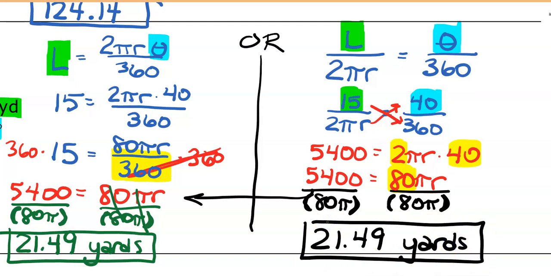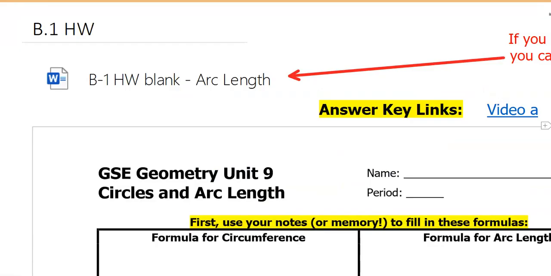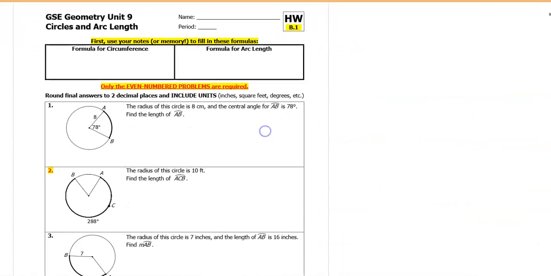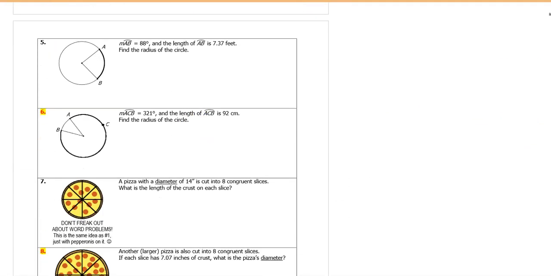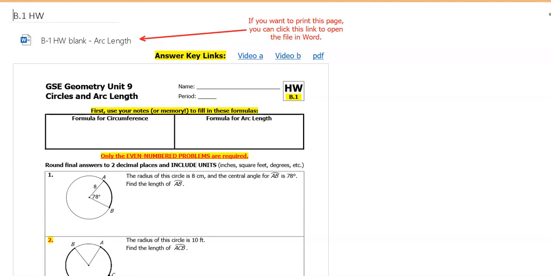So that does it for this topic. There's a second topic for this week. There's a quick check for you with, I think, 3 questions related to what you just did. And also in OneNote, you, of course, will find the homework. And for this one, all of them are good questions and all of them have answers online, but only the even numbered problems are required.